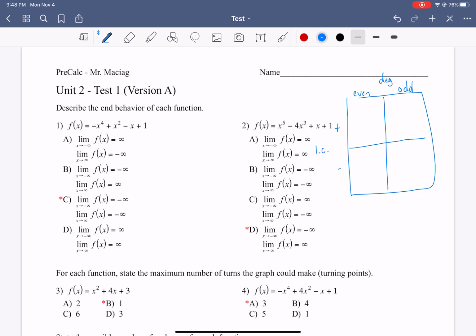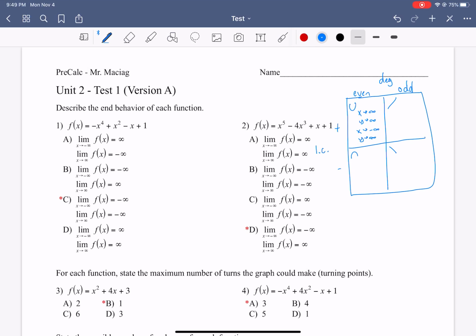If it was even and positive, it would act like a positive parabola. If it was even but negative, it would act like an upside down parabola. If it was positive and odd, it would act like a positive sloped line. If it was a negative leading coefficient and odd, it would act like a negative sloped line. So that means as x goes to infinity, aka the right, y would go to infinity. As x goes to negative infinity, then y will go to positive infinity.